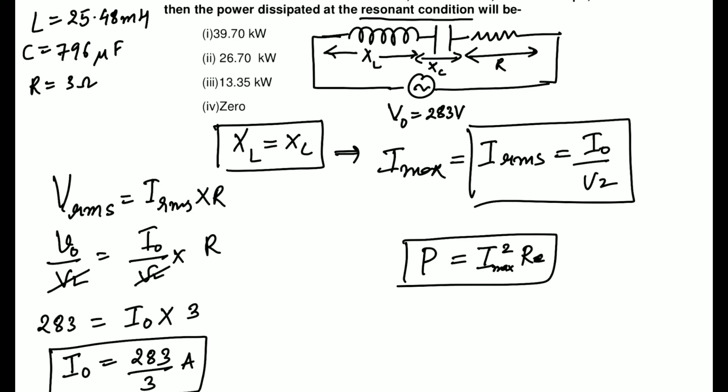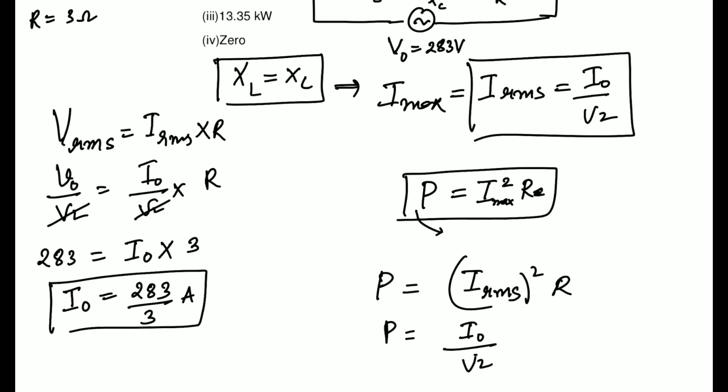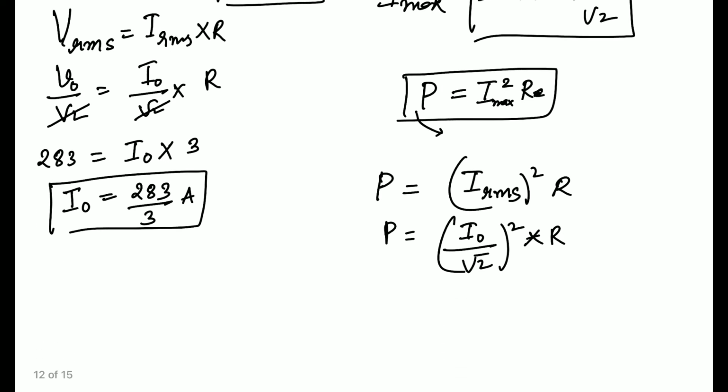Now I naught I know. All I have to do is put it in the power equation. The power dissipated will be equal to IRMS square multiplied by R, or you can write IRMS as I naught by root 2, whole square, multiplied by R. So this is equal to half multiplied by I naught square, times R.